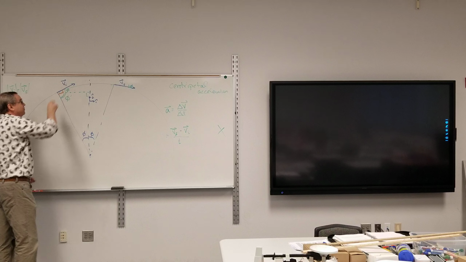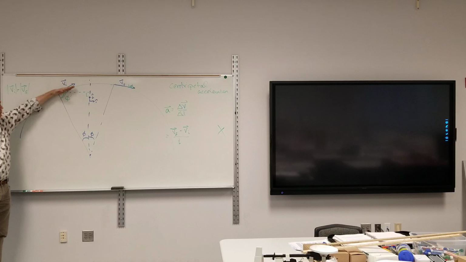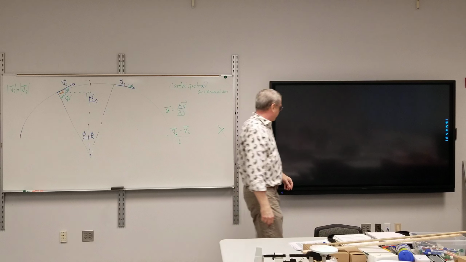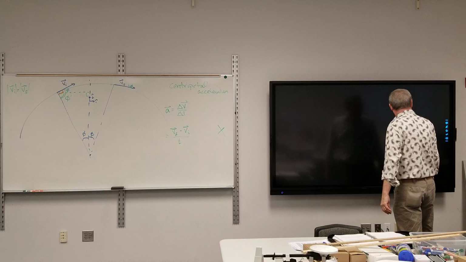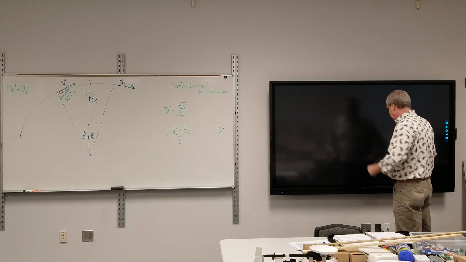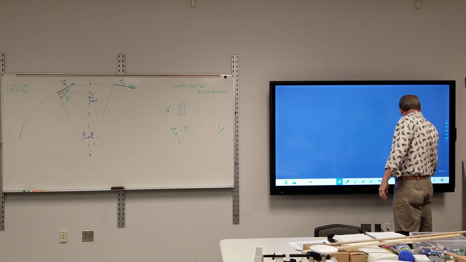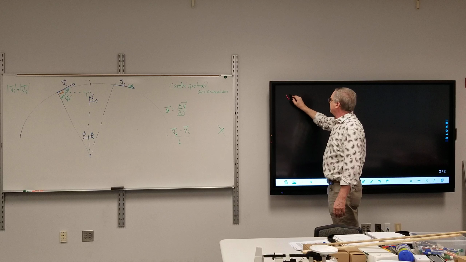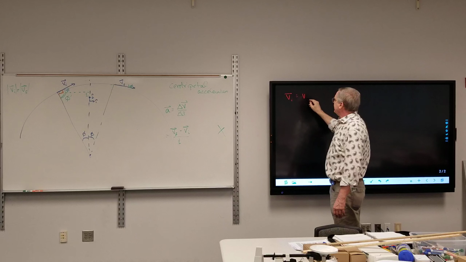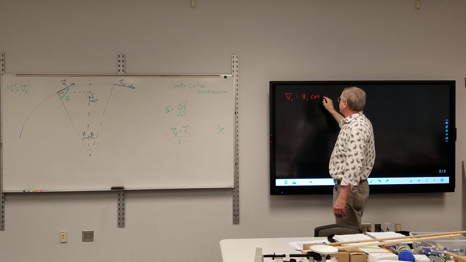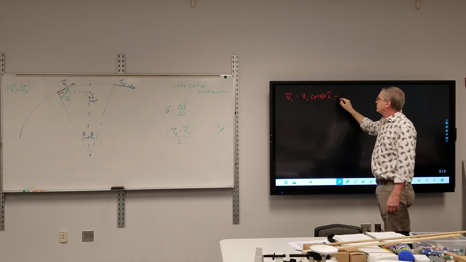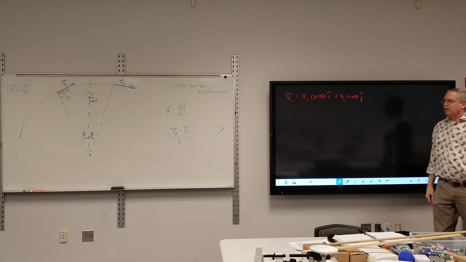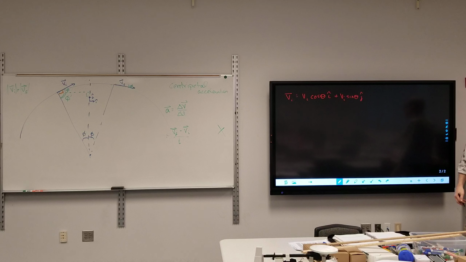So since I have this vector VI here, a magnitude of VI, and I am breaking it into horizontal and vertical components, well, we bring our friend trig in. And so V initial is VI cosine theta i hat plus VI sine theta j hat. Pause for questions.